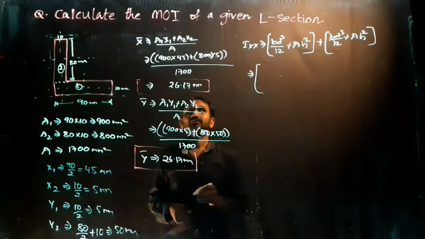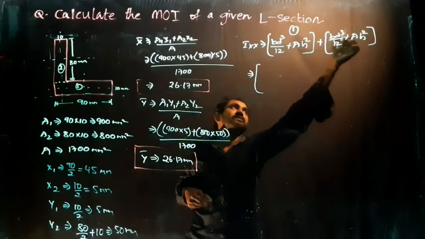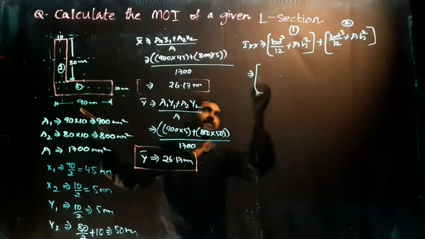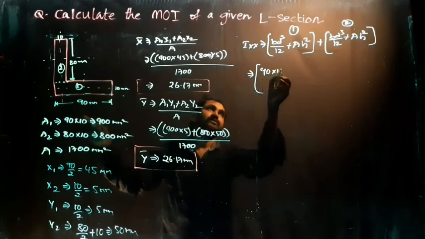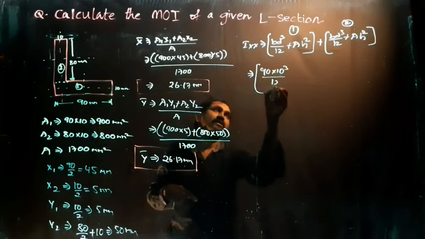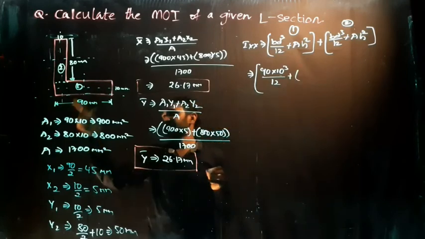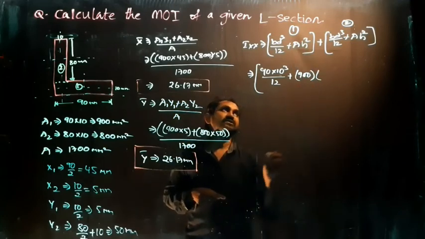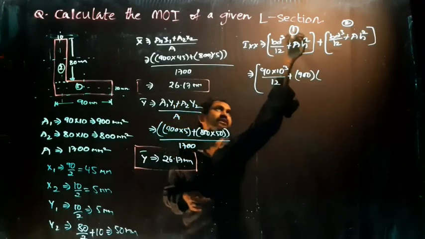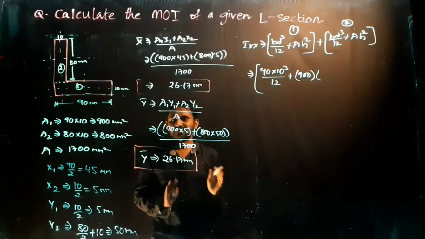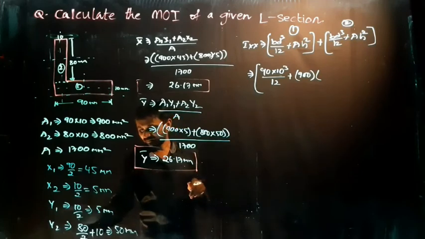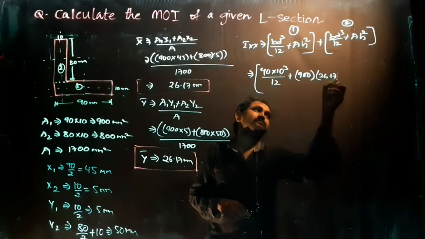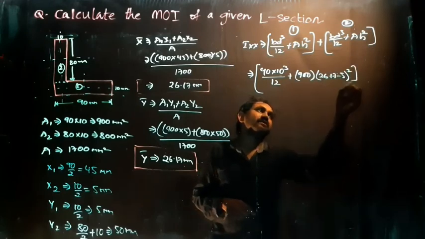Here b equal to, this is for figure number 1. This is for figure number 2. Right? Remember that. Now what is b here? B is nothing but 90. So 90 into d is 10 cube divided by 12 plus area. It means area of this particular section is 900 into h1 square. This is figure number 1, means h1 square. What is h1? Y bar minus y1. What is y bar here? 26.17 minus 5, minus 5 whole square, right?